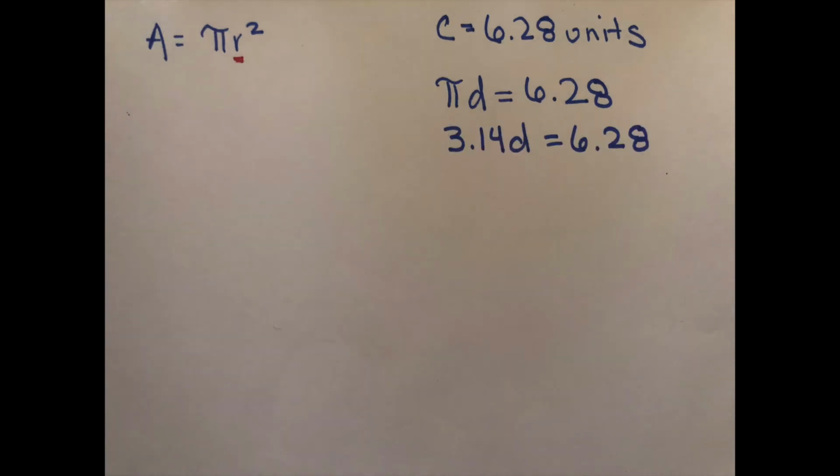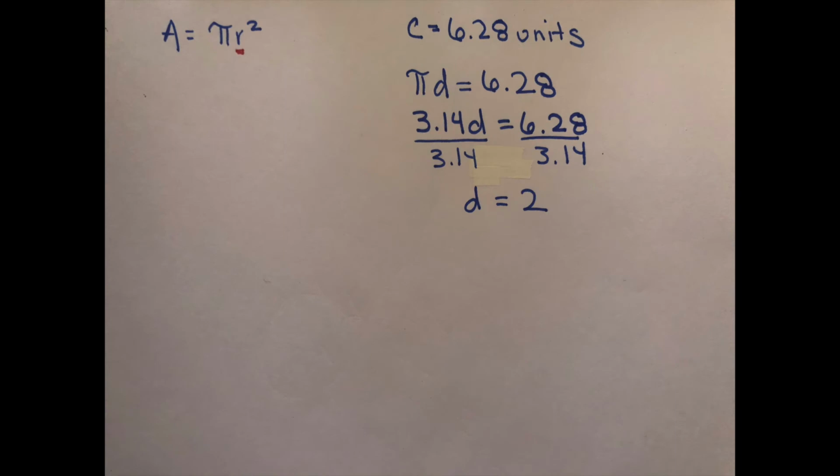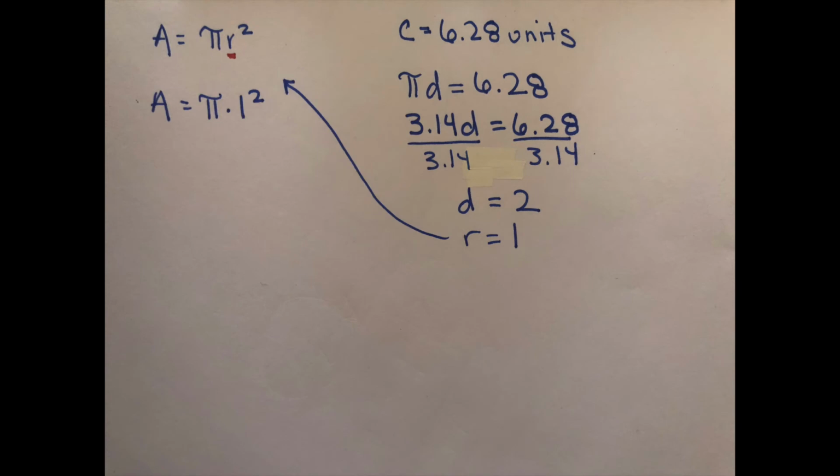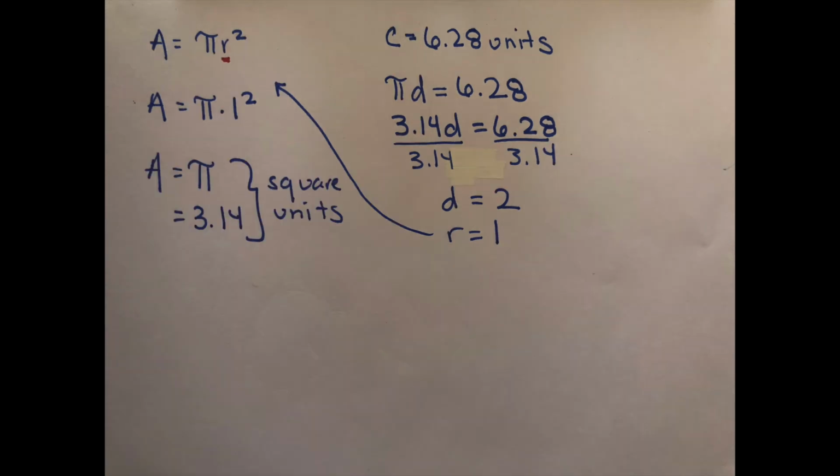In order to solve my equation for the diameter, I'm going to replace pi with the value 3.14. This allows me to divide both sides of the equation by 3.14 in order to solve for d, which is 2. Now that I have the diameter, I can divide it by 2 to find the radius, which in this case would be 1. And now that I have the radius, I can plug it back into the formula for area. So pi r squared, in this case, would be pi times 1 squared. Of course, 1 squared equals 1, so I could also just write that as pi, or its value, 3.14, and it would be square units because we're dealing here with area.